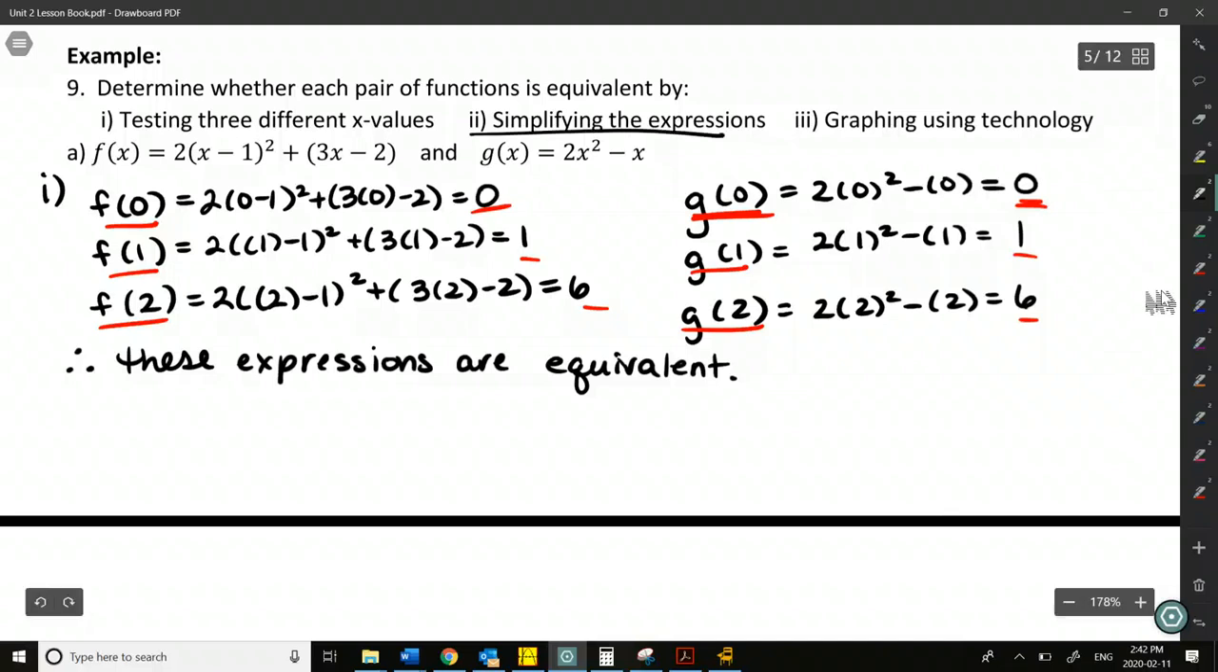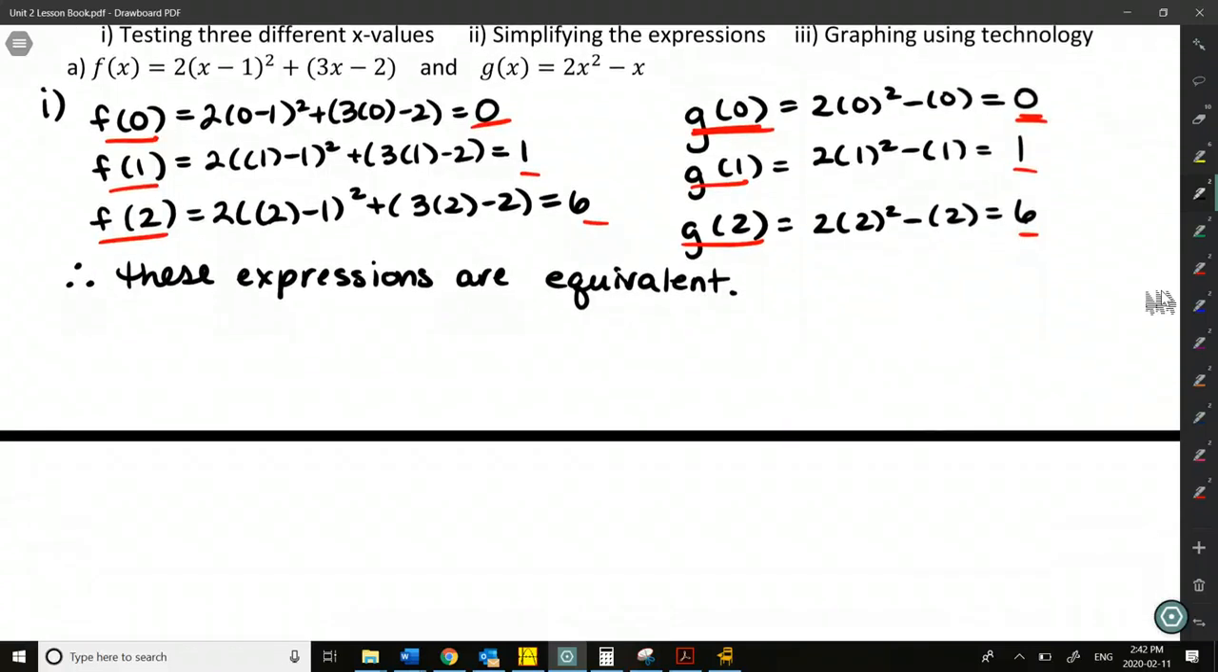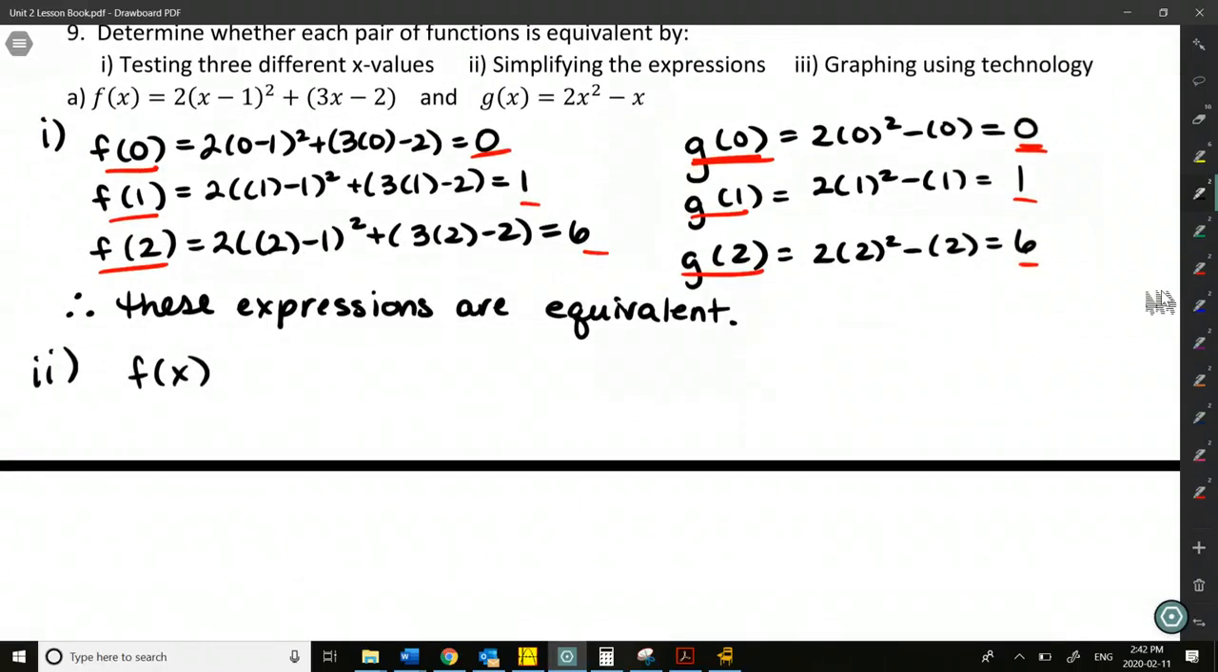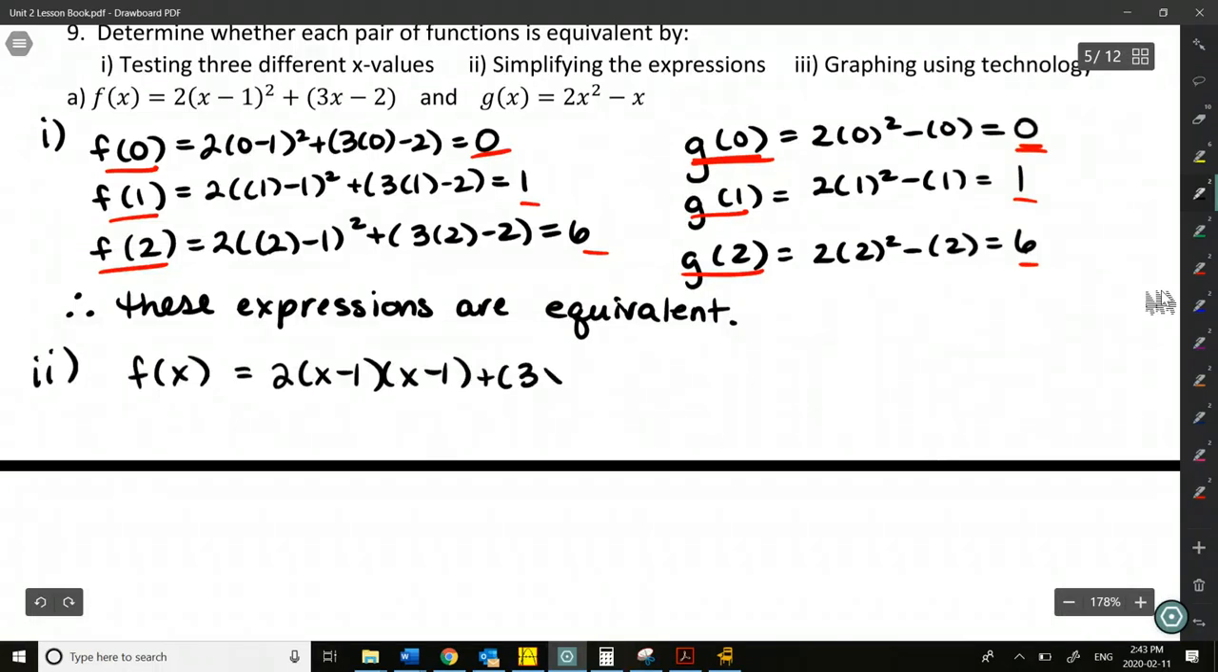Okay, we're also going to simplify the expression and check to see if we can simplify and maybe get to g at x with f at x. So I'm going to do that next. You guys can use, there's some space for you on the next page. So I'm just going to take f at x and I'm going to expand and simplify and see if we get an equation that's equal to g at x.